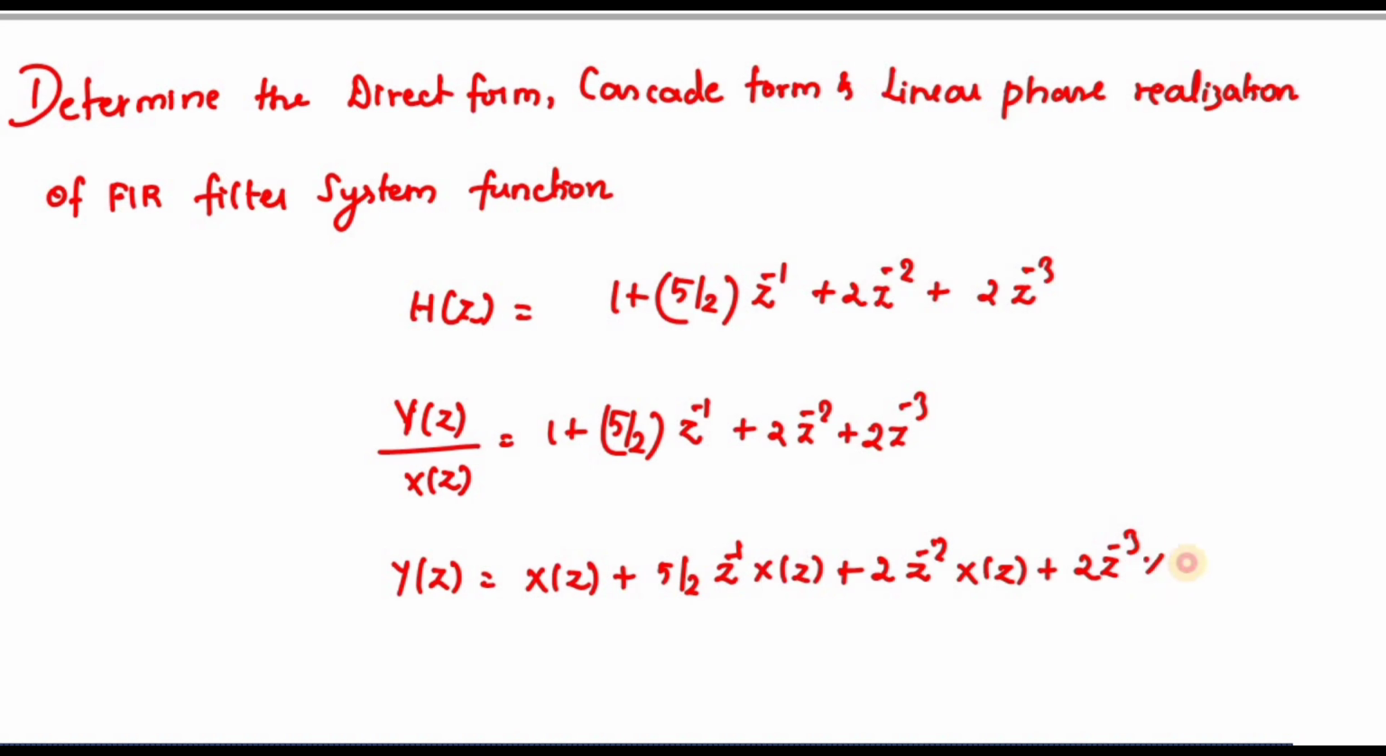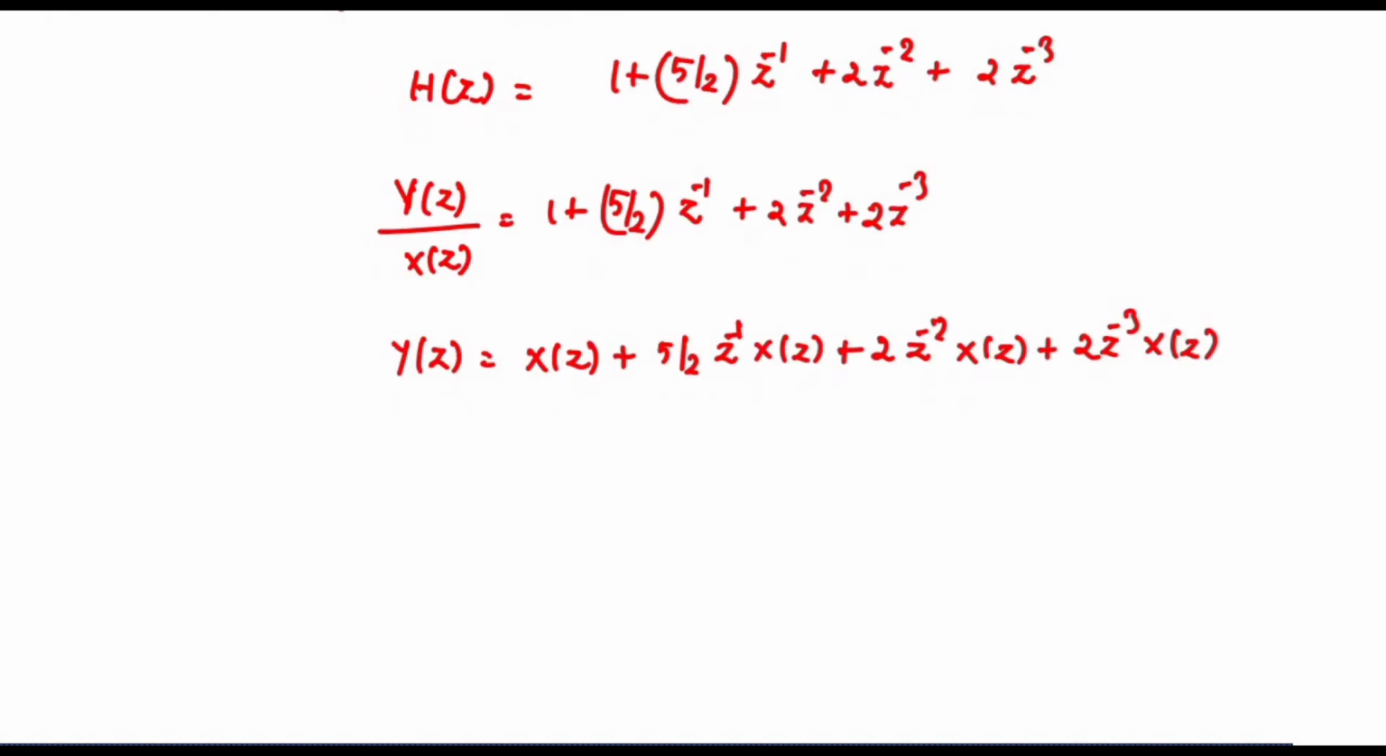So, after taking the inverse z transform, I will get y(n). So, y(n) = x(n) + 5/2 x(n-1), by the time shifting property, since z^-1 X(z) corresponds to x(n-1), plus 2 x(n-2) plus 2 x(n-3).